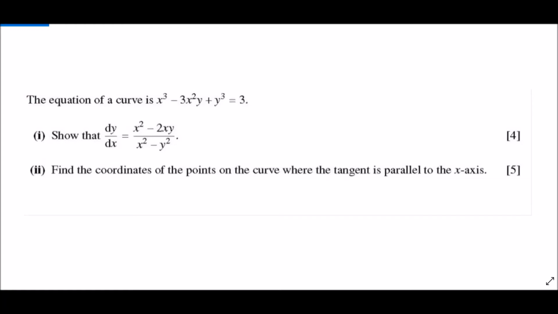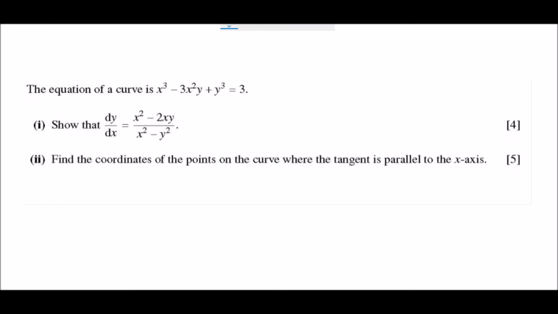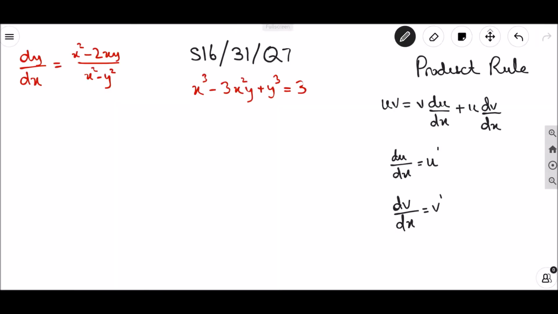So today we will be solving Summer 16, paper 31, question number 7. The question says, the equation of the curve is this. Show that dy over dx is this. So basically we need to find the derivative first. Here this is our curve equation and this is the derivative which we need to prove.